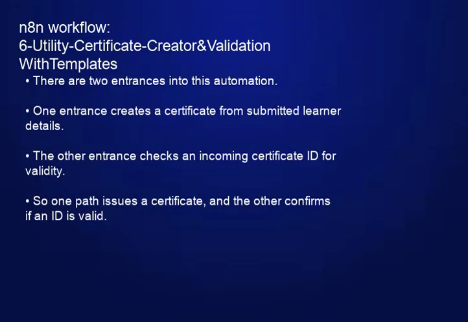There are two entrances into this automation. One entrance creates a certificate from submitted learner details. The other entrance checks an incoming certificate ID for validity. So one path issues a certificate, and the other confirms if an ID is valid.